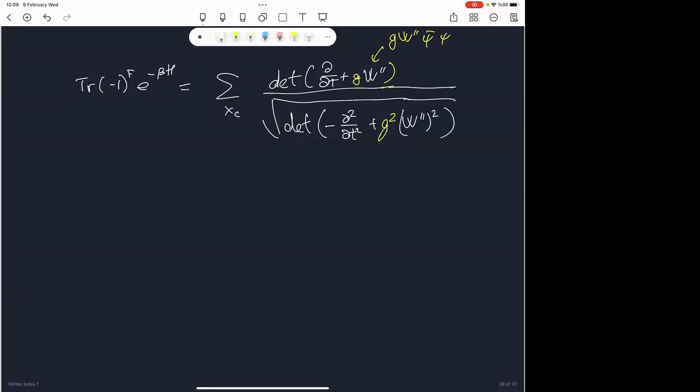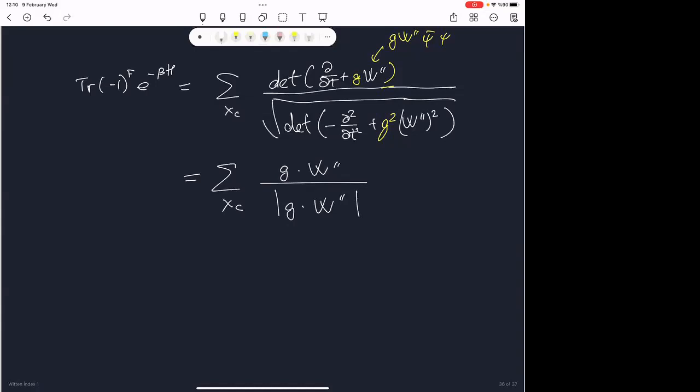Now if you compute everything again, using the eigenvalues of these operators, what you get at the end is a sum over critical points, and here you have just G times W double prime, and here G times W double prime, and then you can take out this G because it doesn't matter. Of course, you can say that, but taking it out will change the sign.